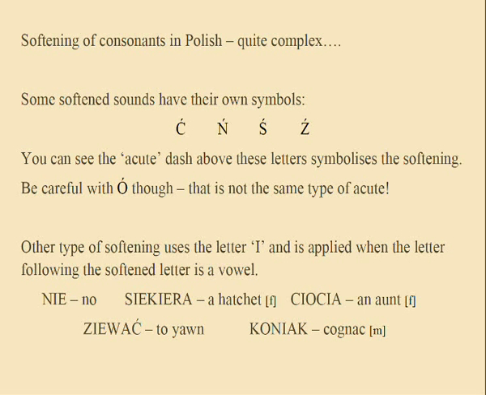Palatalization, or softening, of consonants is also quite complex in Polish. There are ready-made softened consonants which have distinct symbols of their own, like ć, ń, ś, ź. Others are softened using the vowel I, like in the words nie, siekiera, and ciocia, and others.